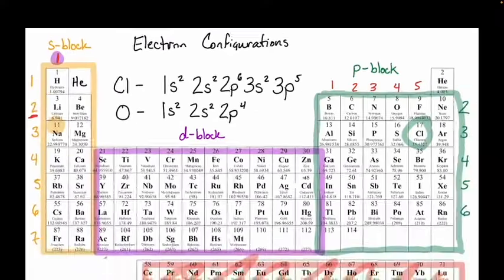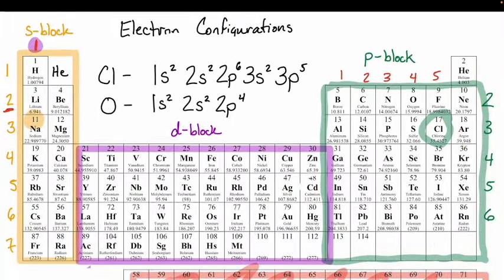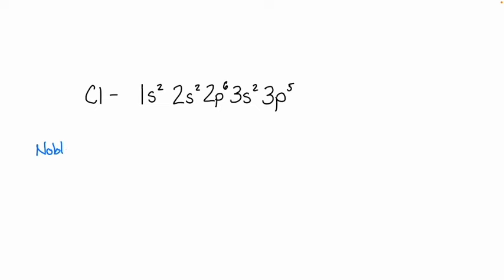Okay, so as I said, it's kind of a pain in the butt the bigger the element gets, so we have an abbreviation that we can use here. Here is chlorine's electron configuration. We can represent this same thing in what we would call the noble gas abbreviation.